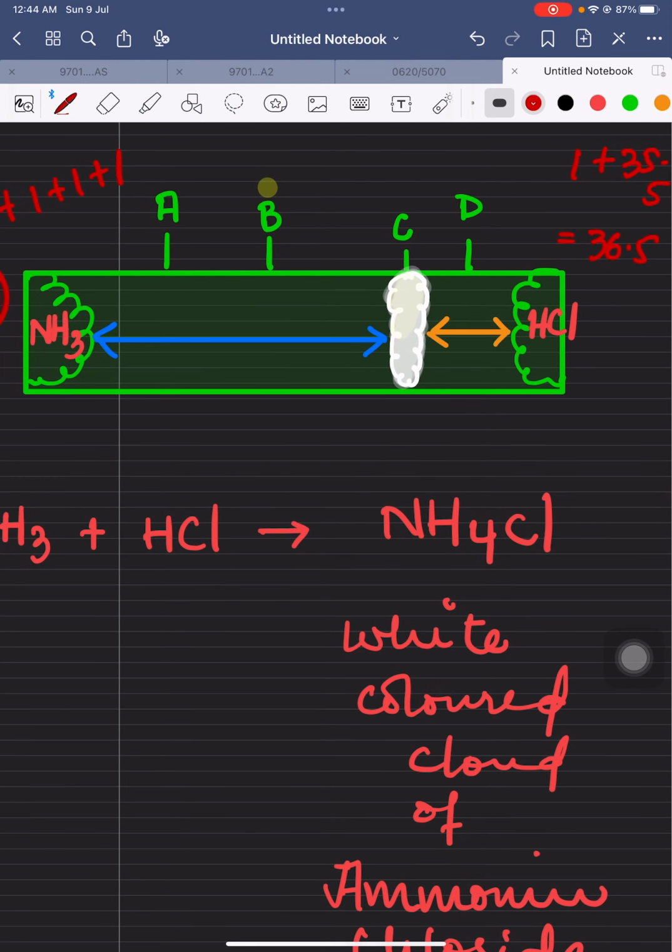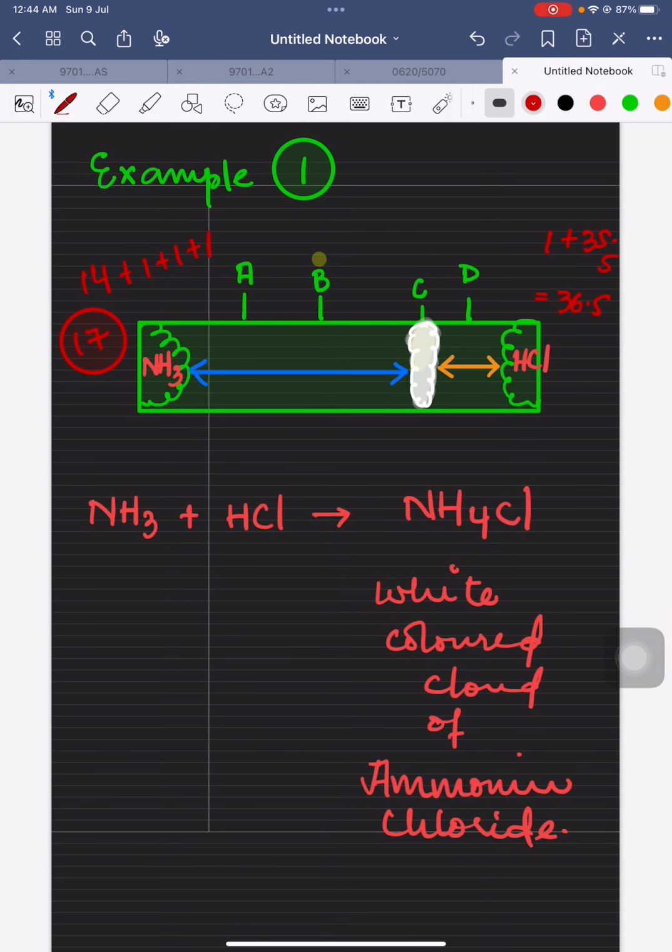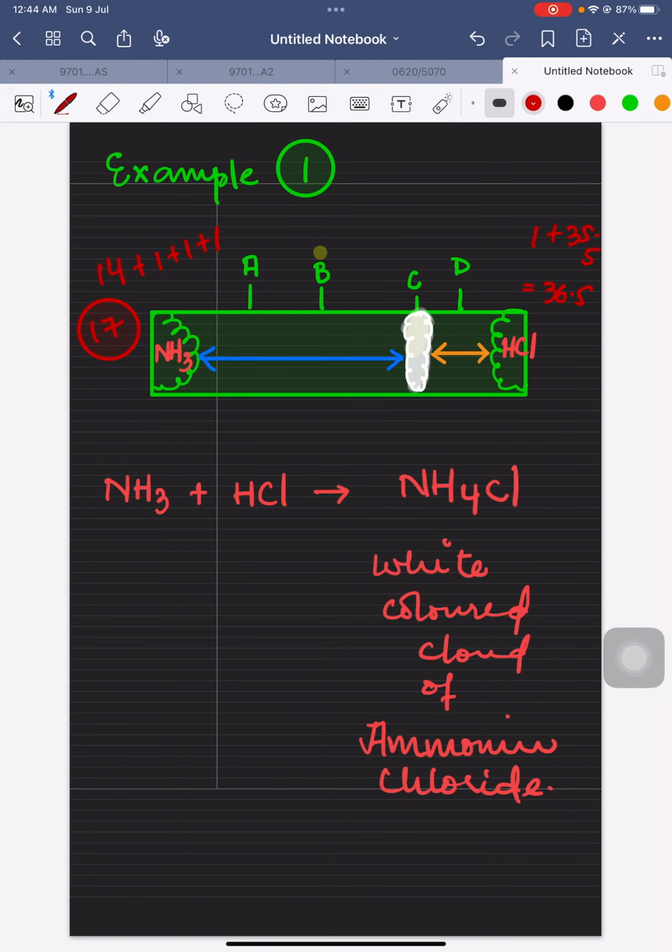We can say that HCl, being heavier in mass, has traveled a shorter distance, whereas ammonia, being lighter in mass, has traveled a longer distance. This is the reason that ammonia travels a longer distance and HCl a shorter distance. That's why a white colored cloud of NH4Cl forms at point C. Is that okay, guys? So this is the detail related to example number one. The rest of the three or four examples related to diffusion, and further explanations, will be given in the next class. Okay.